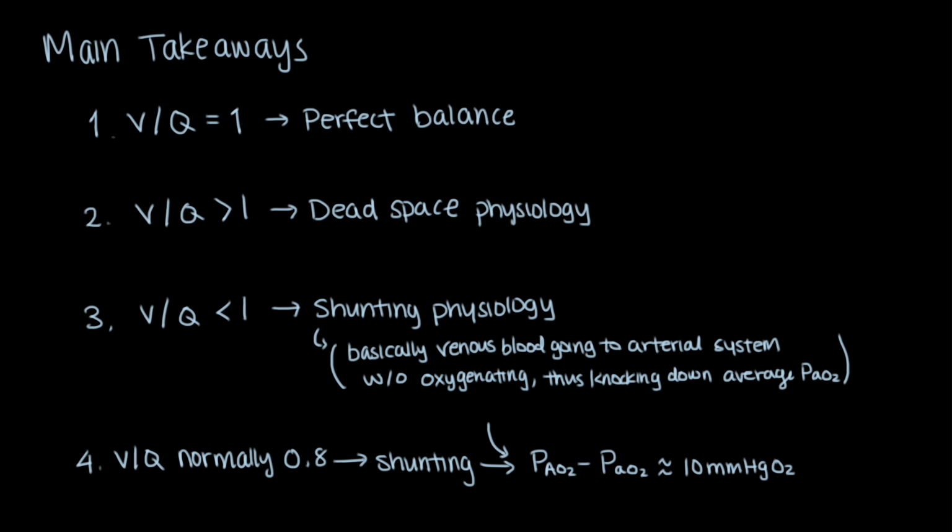A VQ ratio of 1 represents perfect balance of ventilation and perfusion, whereas a VQ ratio greater than 1 means that there's some dead space physiology going on. A VQ ratio less than 1 means there's some shunting physiology going on. The fact that the ventilation-perfusion ratio is about 0.8 means that there's a net effect of shunting going on. This is one way to evaluate and see why the alveolar arterial gradient, or AA gradient, is not 0, because of the inefficiency in the lung in transferring oxygen to the blood.